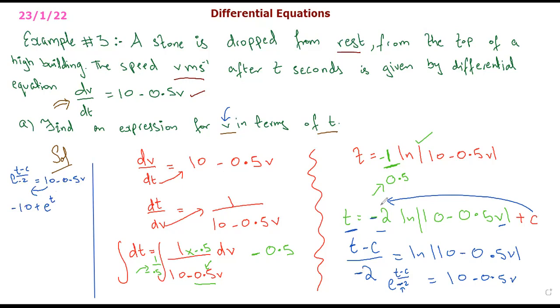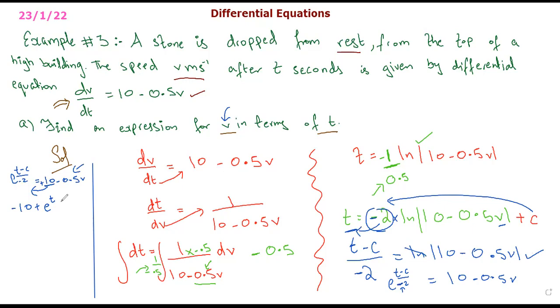So first I took c to the left hand side. So it became t minus c. Then this minus 2, which was being multiplied, I had to take it to the left hand side. So we'll be dividing it. And once I have this, I need to take the exponential function on both sides just to get rid of this ln. And finally, I got this. And now I need to take this 10 to the left hand side.